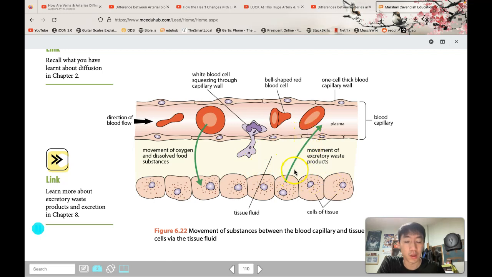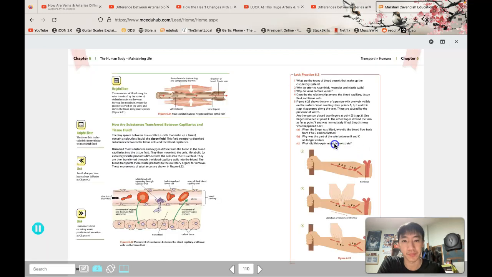Of course, as the cells are respiring, one of the waste products of respiration is carbon dioxide. These excretory waste products will then be sent back into the blood capillaries through diffusion again, and then carried back through the venules, into the veins, and finally back into the heart, then out into the lungs, and then the carbon dioxide will be exhaled.